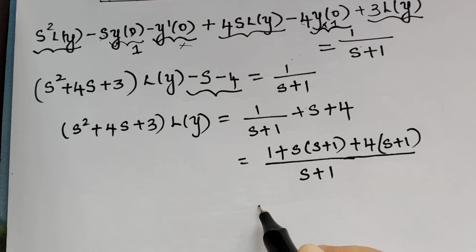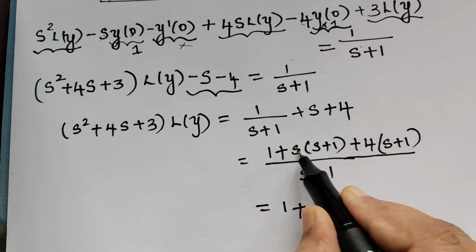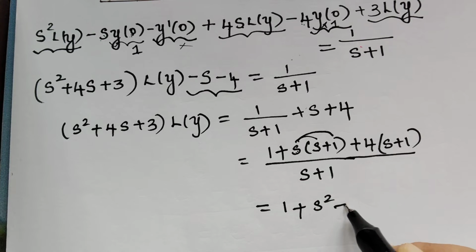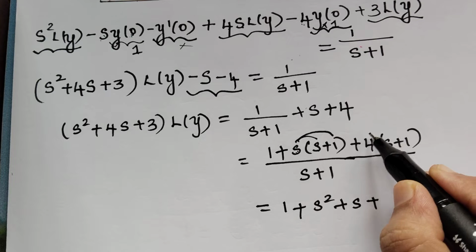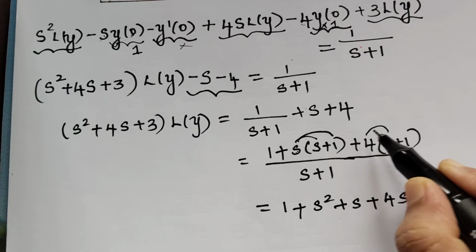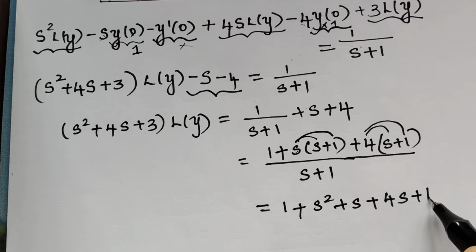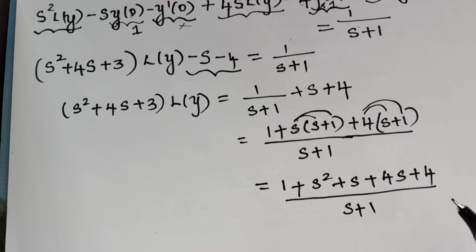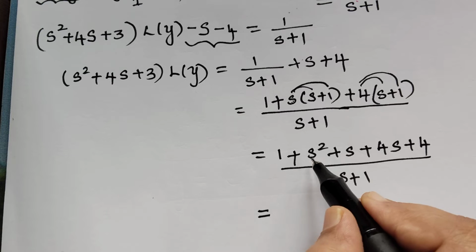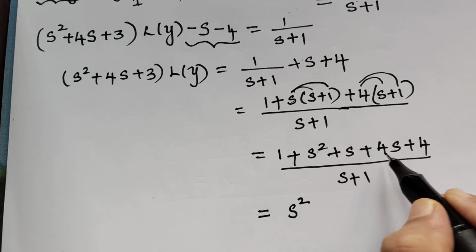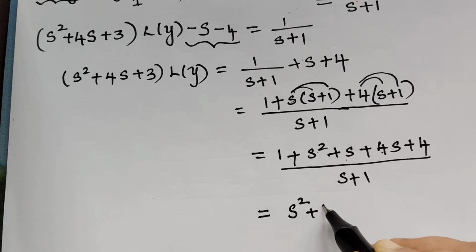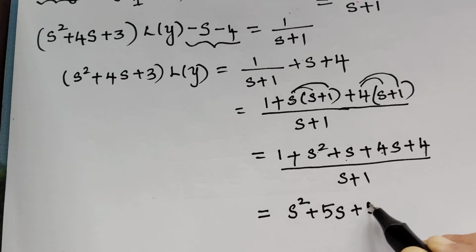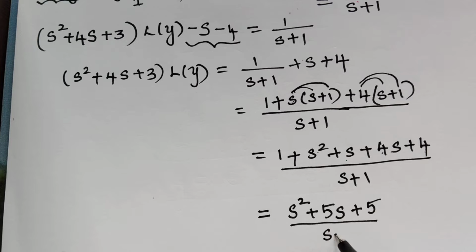We shall simplify this further. So 1 plus s multiplied with s is s squared, and then s multiplied with 1 is s, plus 4 multiplied with s is 4s, and then 4 multiplied with 1 is plus 4, divided by s plus 1. And so further this will be equal to, now s squared, and then 4 plus 1 is 5, so plus 5s. 4 plus 1 is 5. So plus 5 divided by s plus 1.